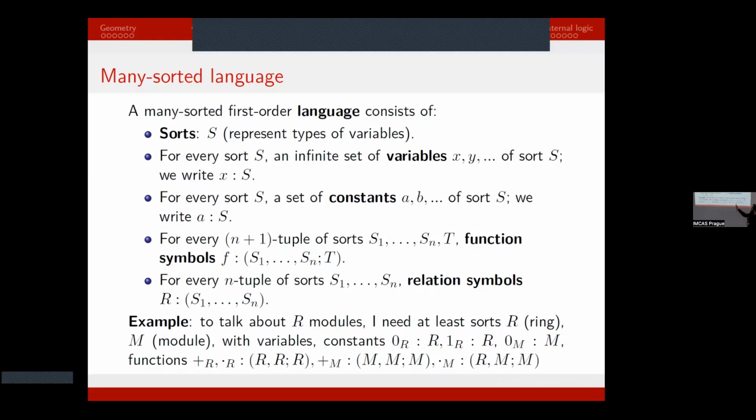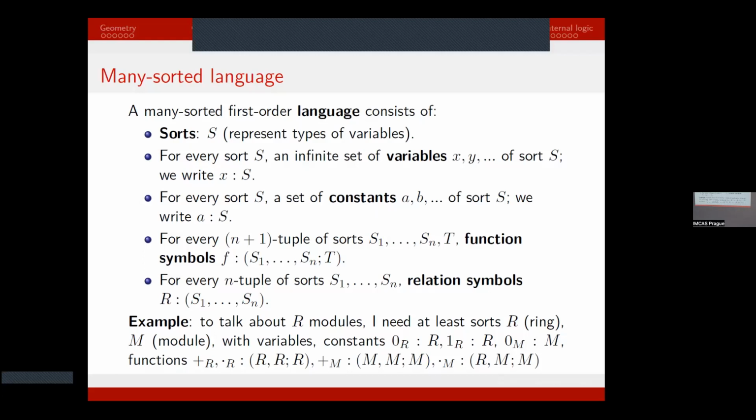This is the sum on M, and this is the action of R on M. Okay. And finally, for every n-tuple of sorts, we might need relation symbols. In the theory of modules they're not necessary, but let's assume we want to model ordered modules. Then yes, we'll have to define an order on the module and so on. And that will be less or equal, of sort M. Okay, so this is a language.